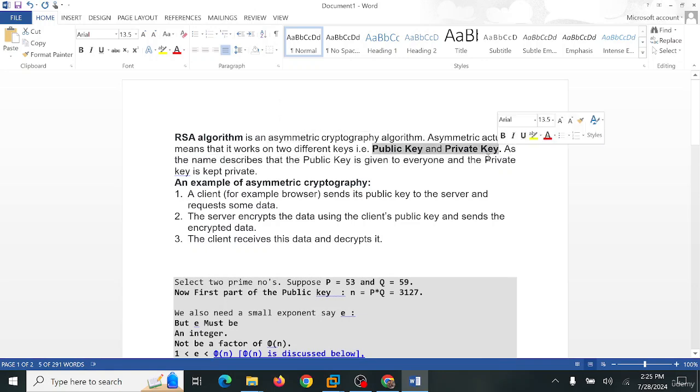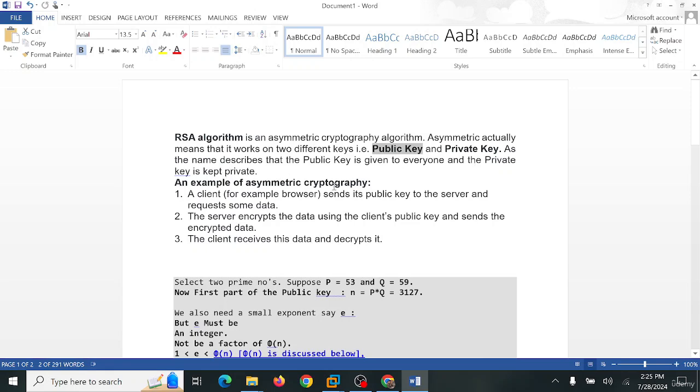So that means a message can be encrypted by the private key and decrypted by the public key, or vice versa. You can encrypt with the public key, and for the decryption you will use the private key. One key cannot be used for both encryption and decryption, so another key will be required for the next operation. As the name describes, the public key is given to everyone and the private key is kept private.